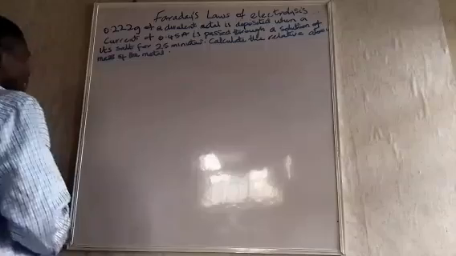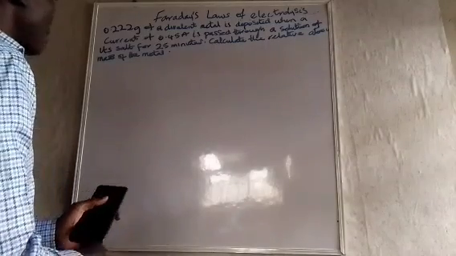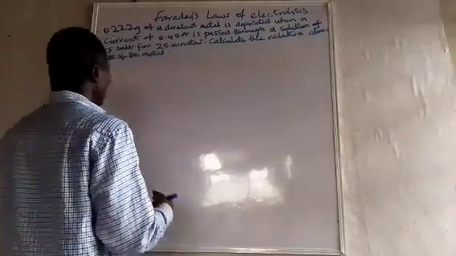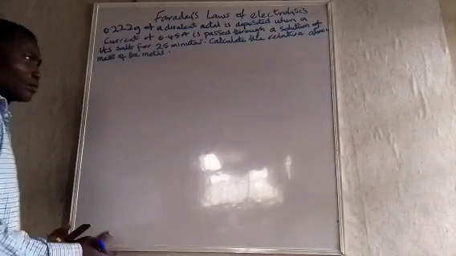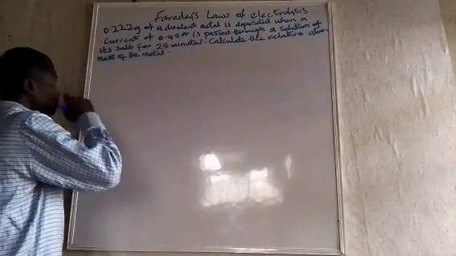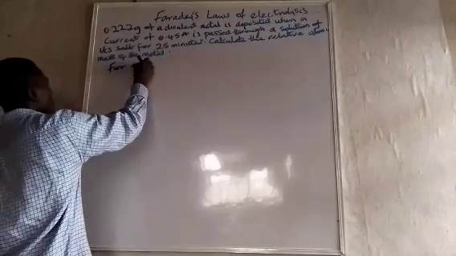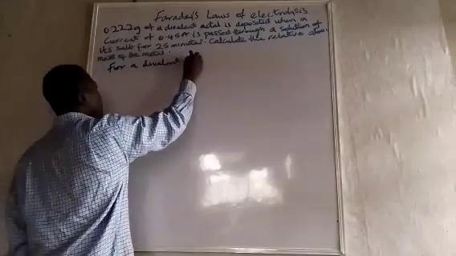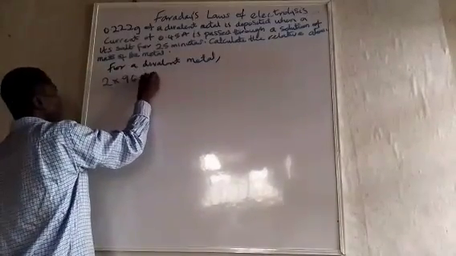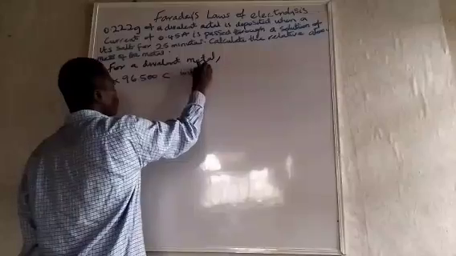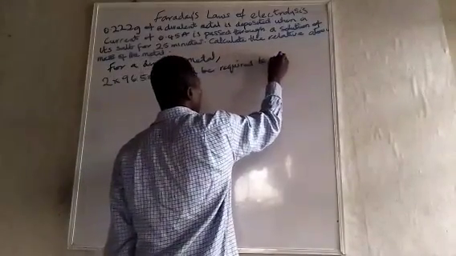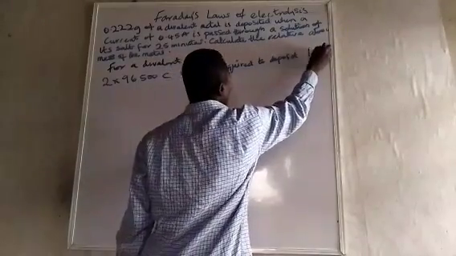0.222 gram of a divalent metal is deposited when a current of 0.45 ampere is passed through a solution of the salt for 25 minutes. Calculate the relative atomic mass of the metal. Now, just a little proportion and consideration of the valency is what you will need. Now, let's look at it. For a divalent metal, two times 96500 coulomb will be required to deposit 1 mole.